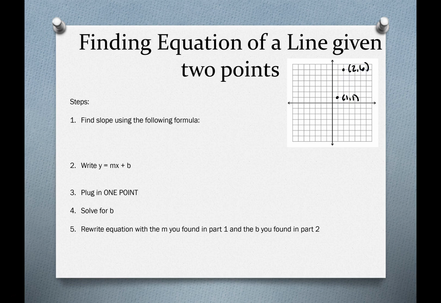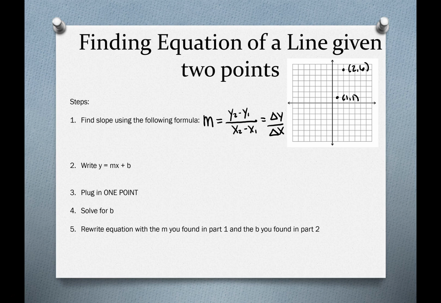The first thing that we're going to do is we're going to find slope using the following formula. Please add this to your notes. The slope formula is m equals y2 minus y1 over x2 minus x1. Or if you prefer, change in y over change in x.